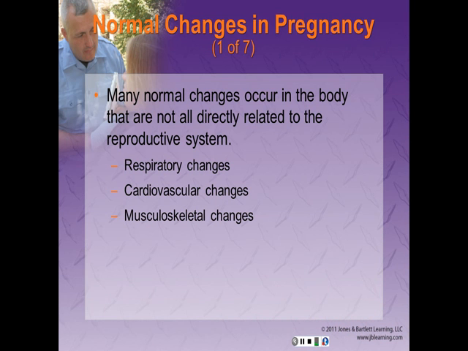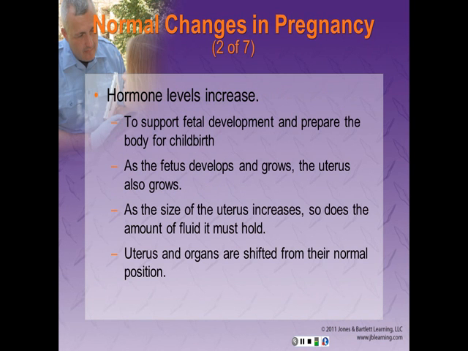During pregnancy, many normal changes occur in the body that are not all directly related to the reproductive system. The primary systems involved when these changes occur are the respiratory, cardiovascular, and musculoskeletal systems. In the reproductive system, hormone levels increase to support fetal development and prepare the body for childbirth. This puts patients at an increased risk for complications from trauma, bleeding, and some medical conditions.